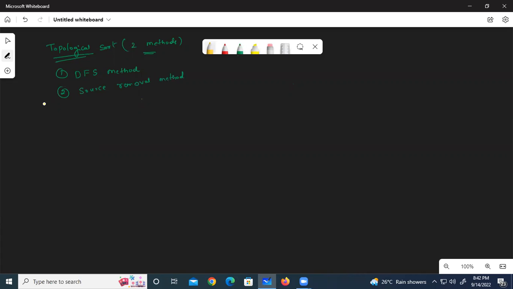Just observe here. First, using DFS, I am going to solve the problem. After that, using the source removal method, I am going to solve one more problem. Fine, everyone okay? Now see here. Let's take a problem. Simple. Actually, this is very easy. Let's take one graph.